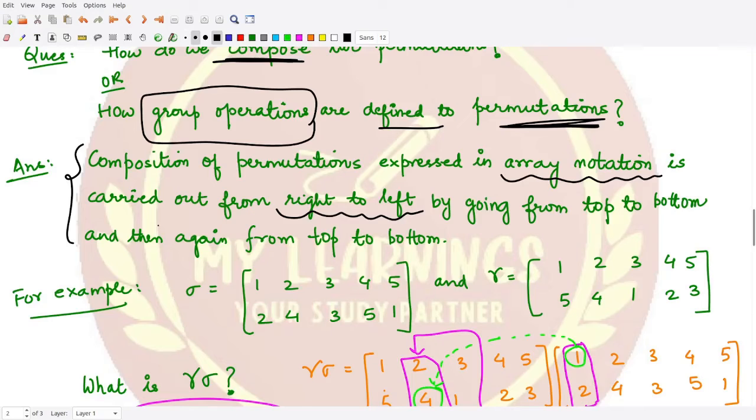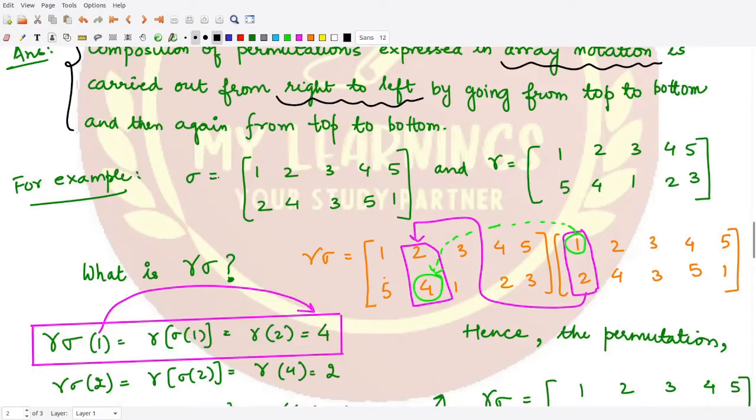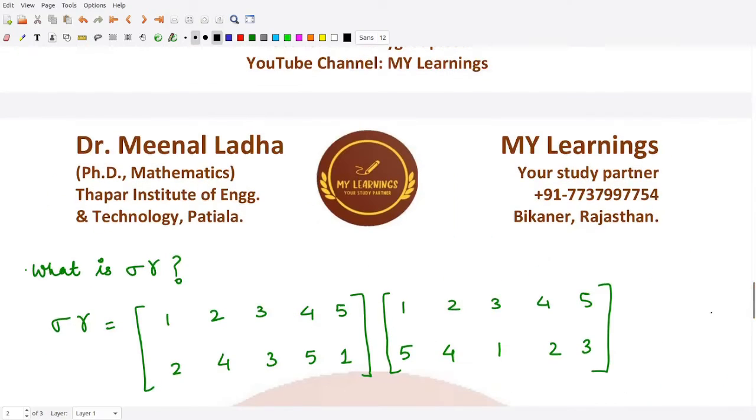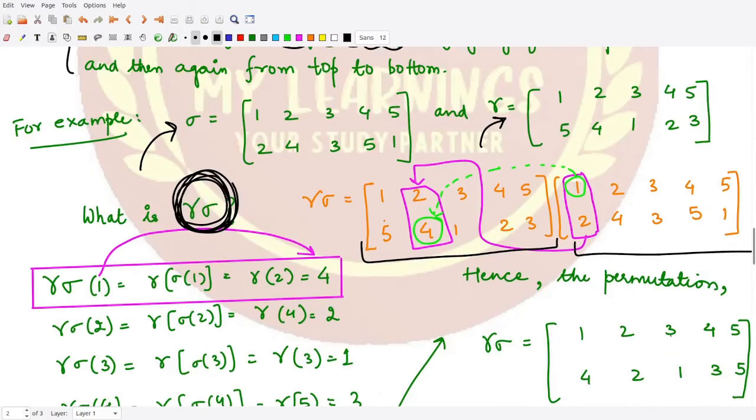For that, we are taking two permutations here. One is sigma and one is gamma, and they are defined like this. Now we want to calculate gamma of sigma, which means we have to compose gamma with sigma. For that, we'll write gamma here and sigma here. Now we have to compose them.